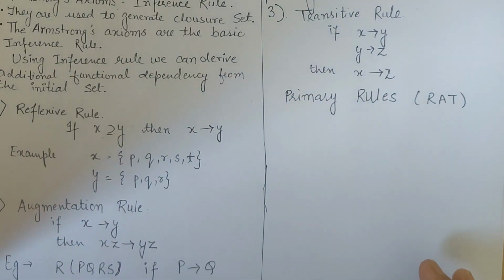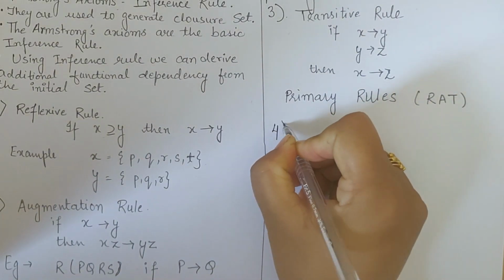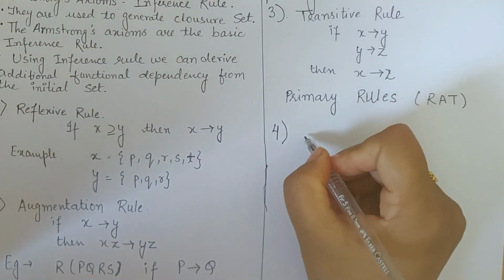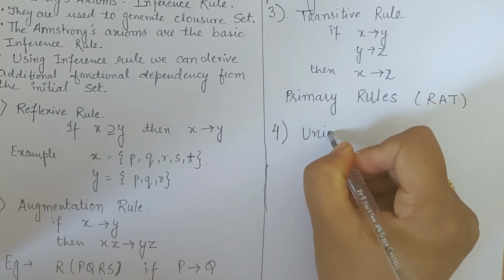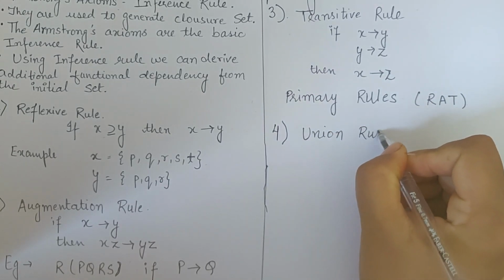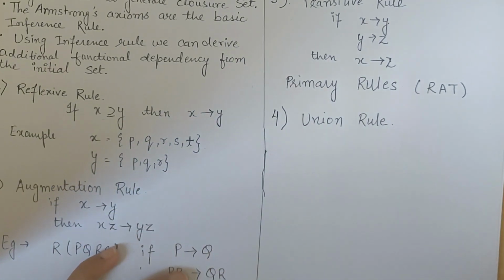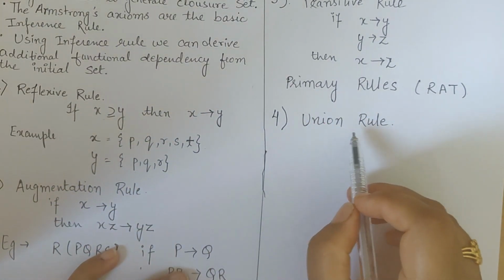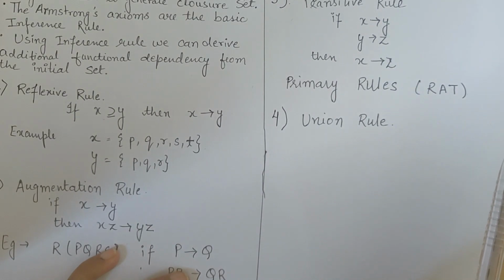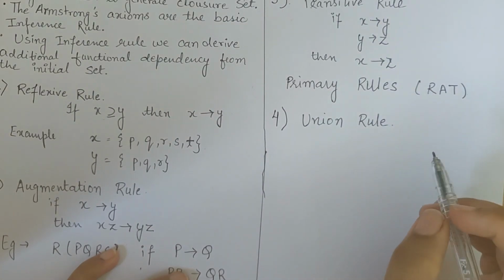Now we have a few secondary rules also, three additional inference rules. So the fourth one is union. Union is the same as we have studied in discrete mathematics and other subjects. Union works the same as it works in other subjects.